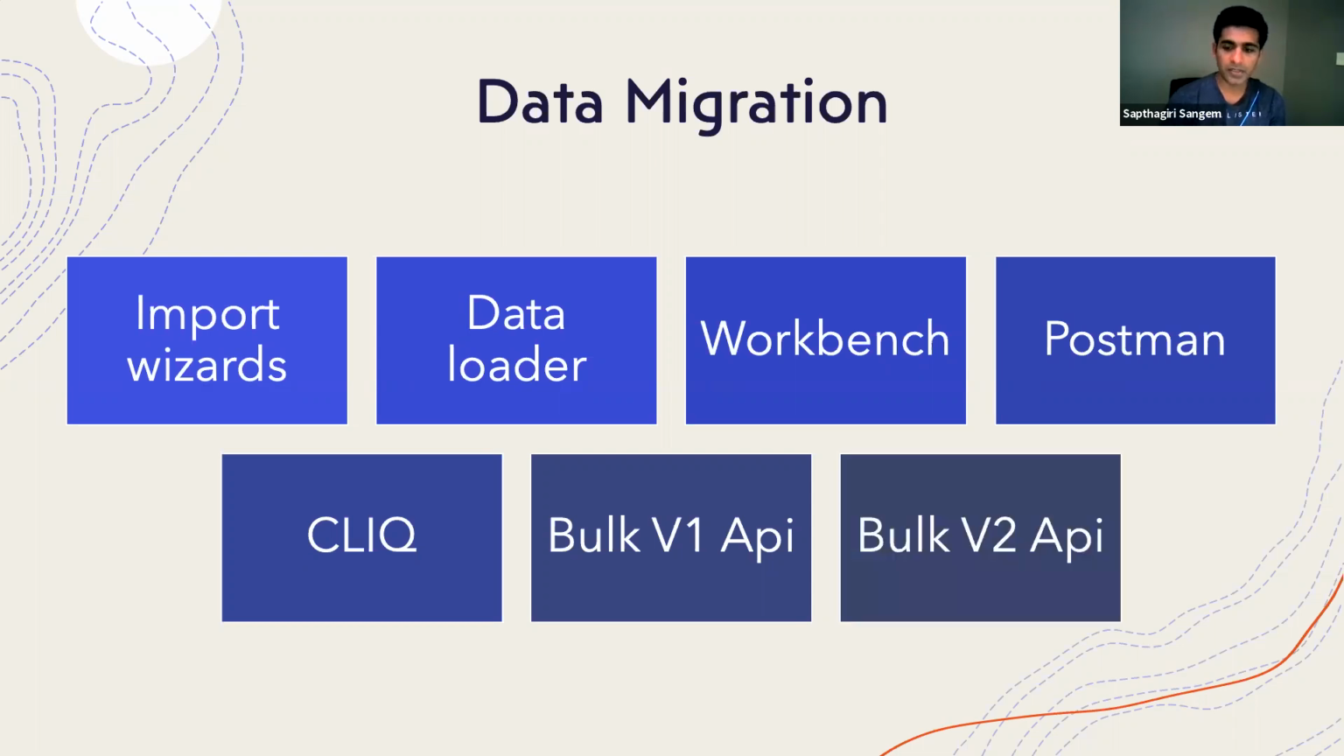And then Salesforce also has recently, I think last year, come up with Bulk API V2. V1 and V2 are just versions. This is a faster API with better performance, and this is the latest API from them.